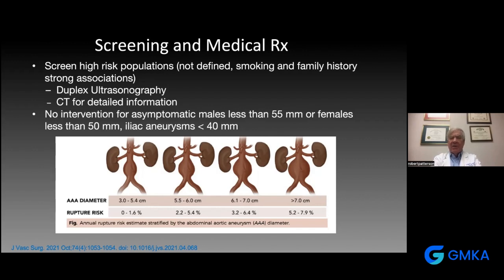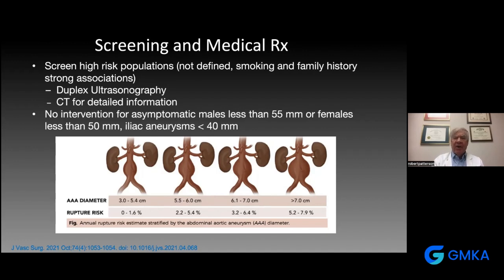At least in the US, it's hard to come through the emergency room and not get a CAT scan. And a lot of aneurysms are picked up asymptomatically when the patient's having imaging for another indication. And certainly CT gives you detailed anatomic information that you can't get, or it's difficult to get with a duplex ultrasound.